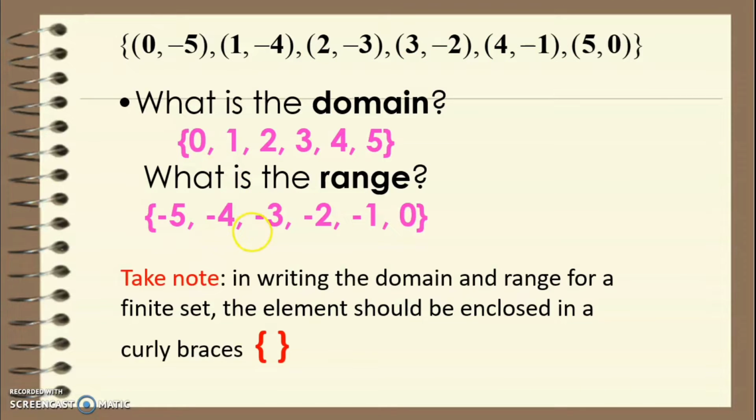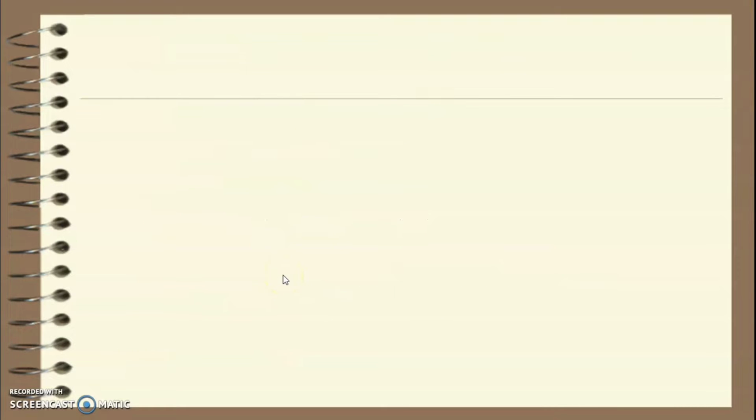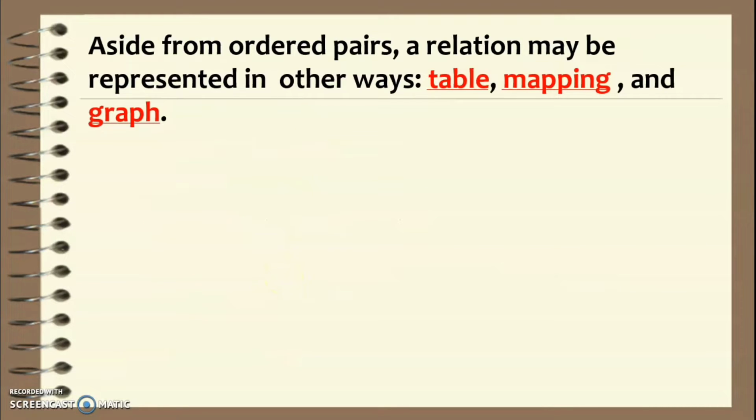Take note na pag nagsulat tayo ng domain and range, kailangan ipapaloob natin sa curly braces. Nasa loob sila ng curly braces. Aside from ordered pair, relations may be represented in other ways. Ito yung tatlo, table, by mapping, and by the graph.